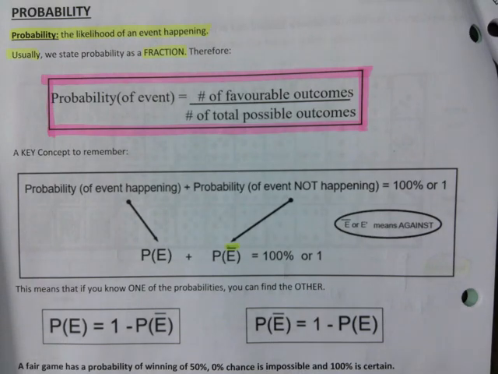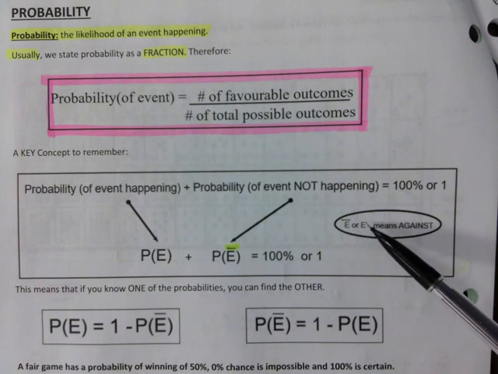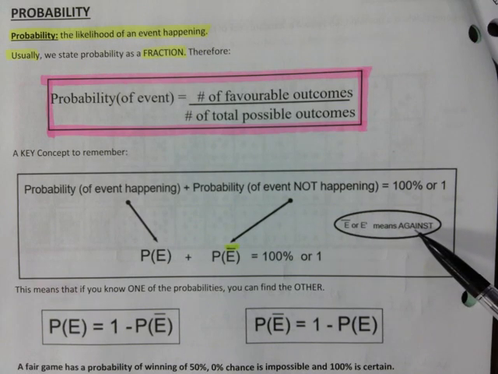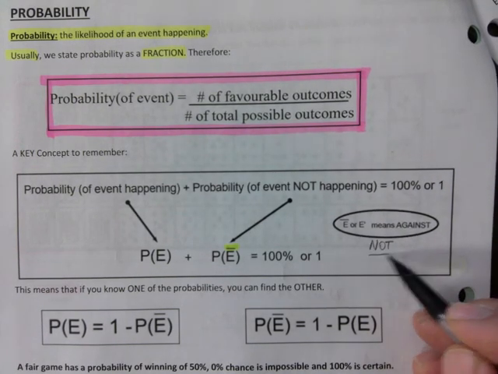That means not, right? So they say it one more time here. E bar, or E with a little apostrophe there, means against or not. You can say not happening.